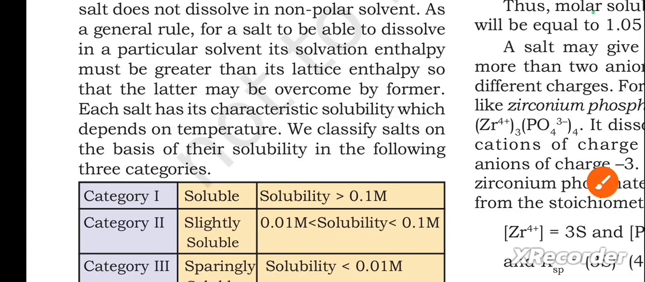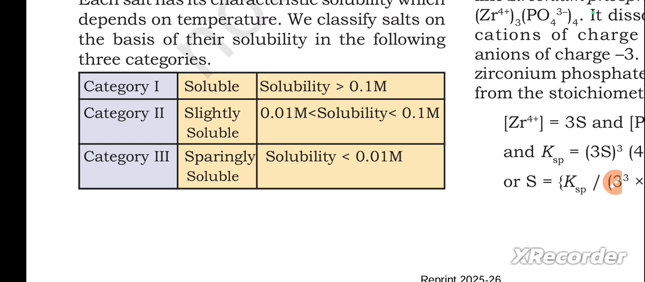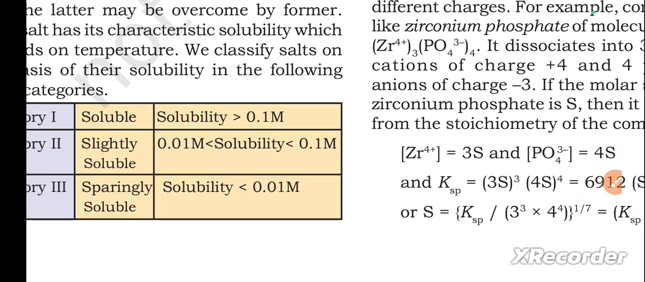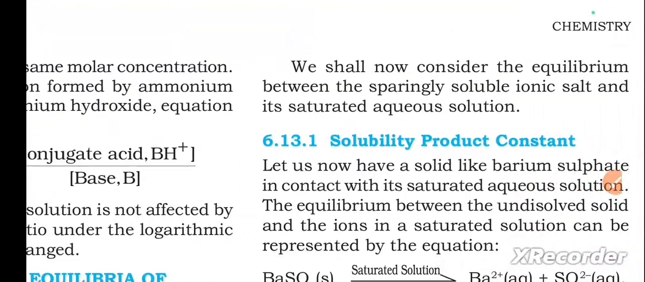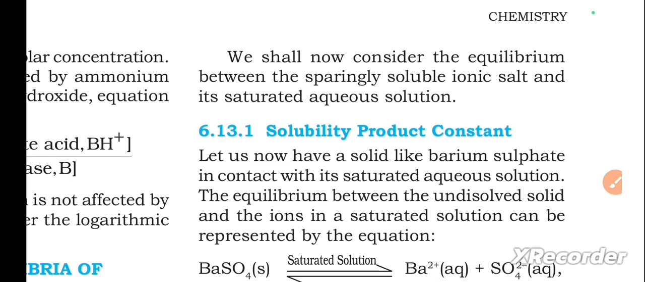Each salt has its characteristic solubility which depends on temperature. We classify salts on the basis of their solubility in the following three categories. Category 1, soluble: solubility greater than 0.1 M. Category 2, slightly soluble: 0.01 M less than solubility less than 0.1 M. Category 3, sparingly soluble: solubility less than 0.01 M. We shall now consider the equilibrium between the sparingly soluble ionic salt and its saturated aqueous solution.